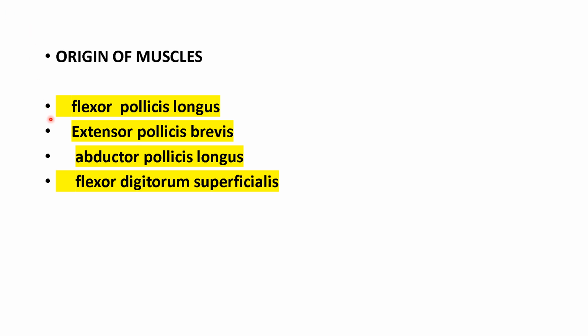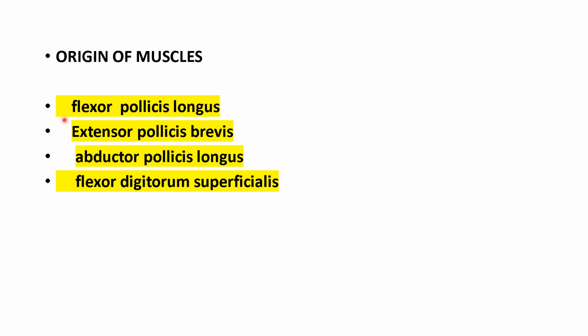Okay, and the muscle originating from the radius bone is flexor pollicis longus. Flexor means it causes flexion of the thumb. Pollicis means thumb, and longus means it has a long tendon. At this stage, I just tell you the meanings of these muscle names so that you can easily understand them.